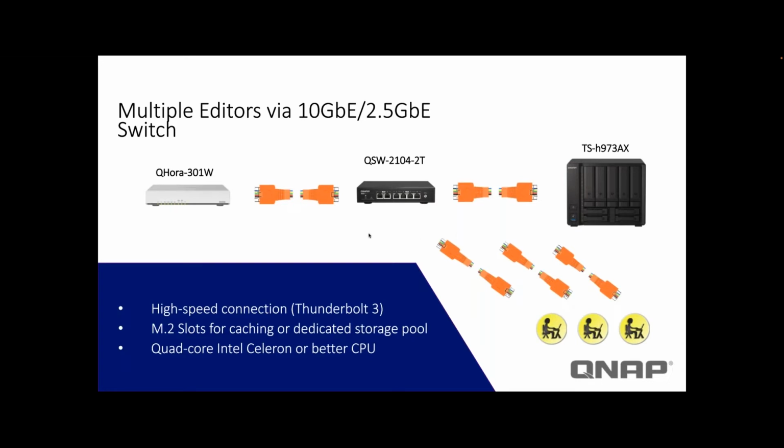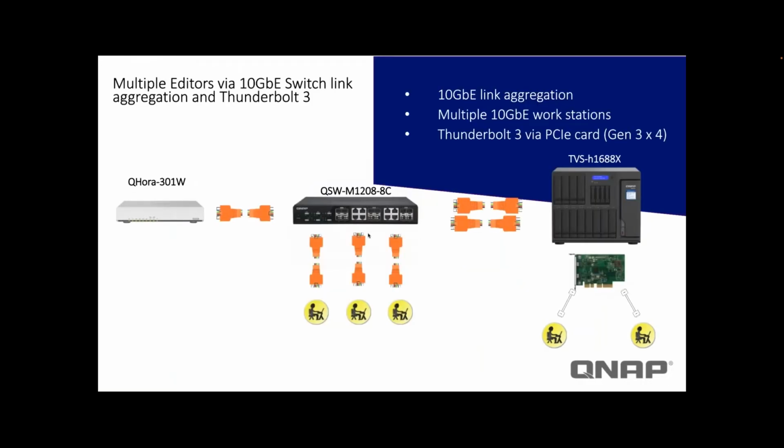And if we go on to the next deployment, here we can see a setup with a 10 gigabit connection, as well as Thunderbolt via a Thunderbolt adapter. This particular model, the TVS-H1688X, comes equipped with 2 10 gigabit ports, and if we pair that with a managed 10 gigabit switch, we can set up port trunking to give a total of 20 gigabit aggregate bandwidth to be shared among connecting devices via the 10 gigabit switch.